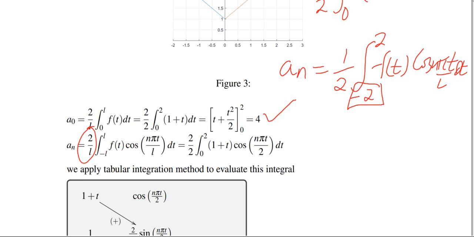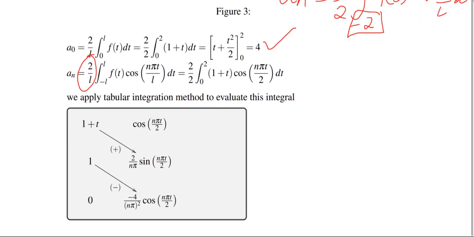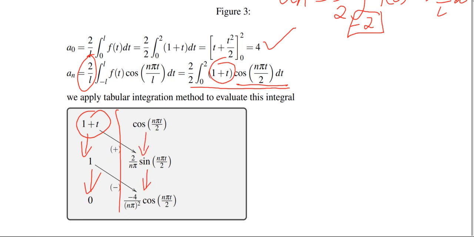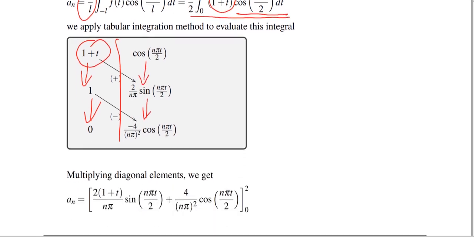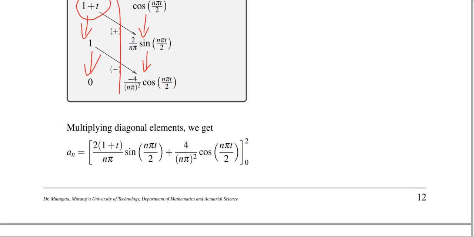Now, with that, we can use tabular integration to work out this. So we take the function 1 plus t here, and the other function, cosine, on this side. For this one, we differentiate to get 1, then 0. The other one we shall be integrating. And then we multiply out using these lines, and don't forget the sign, which will give us what we have here.